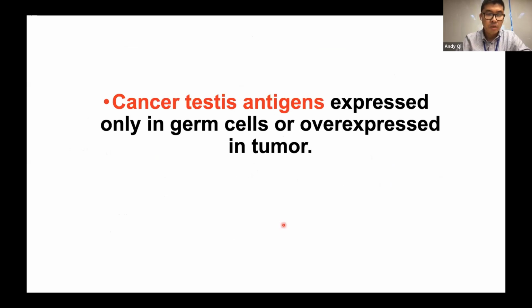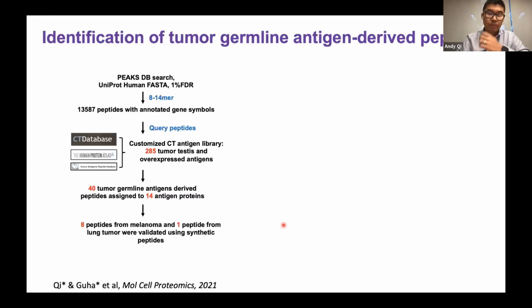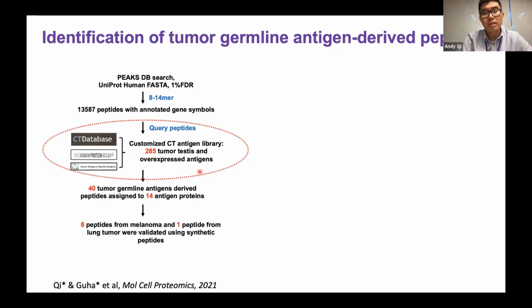So I want to switch gears a little to the cancer testis antigen. To be honest, there's not much we can highlight here because this is basically a traditional database search. The only thing I want to highlight is that we spent a lot of time collaborating with Javi Khan in the NCI genetics branch, where we built a high confidence library based on 3 known human databases, and about 255 tumor testis antigens or overexpressed antigens have been included in this.